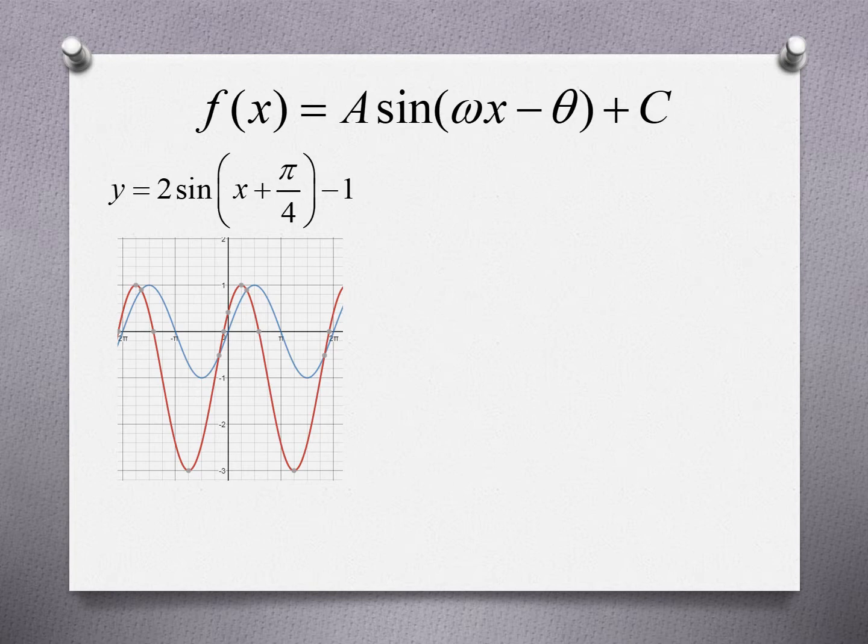Here we have y equals 2 times sine of this quantity, x plus pi/4, minus 1. So now I'm like, okay. We can see in the blue sine, y equals sine of x before any shifting has happened. The red is our new graph. So a lot of things have changed. So instead of trying to guess, we really need to use our formulas.